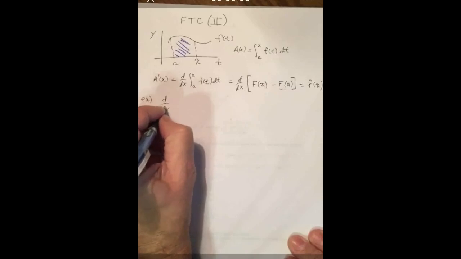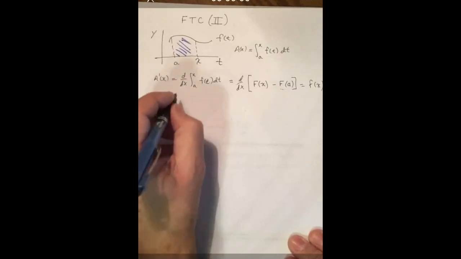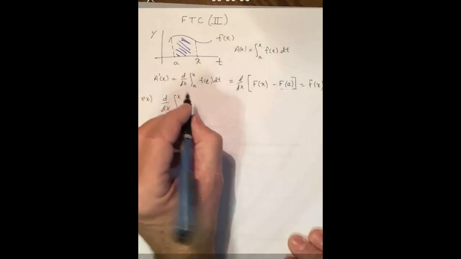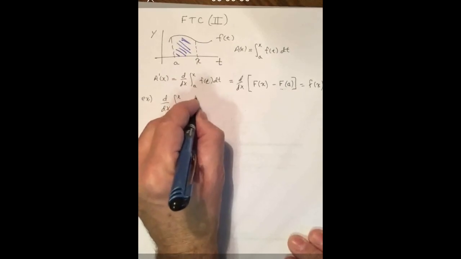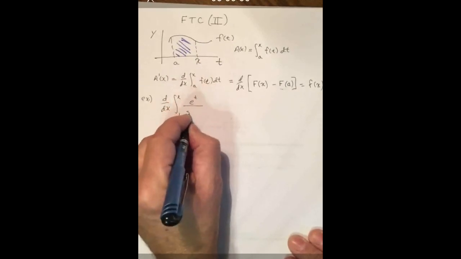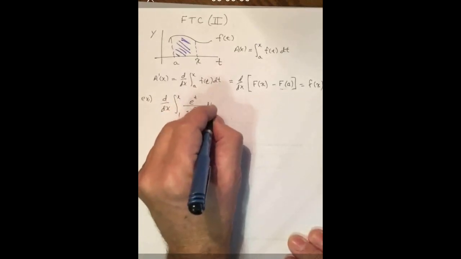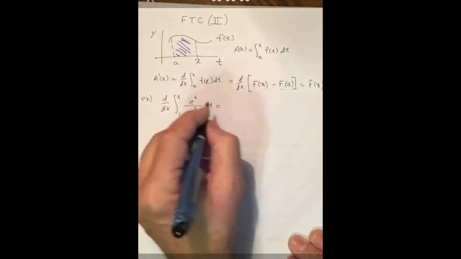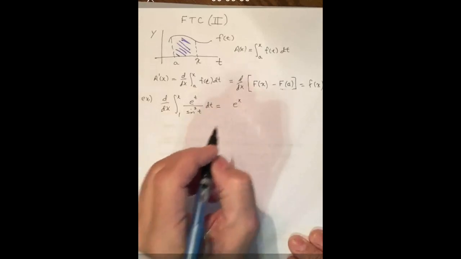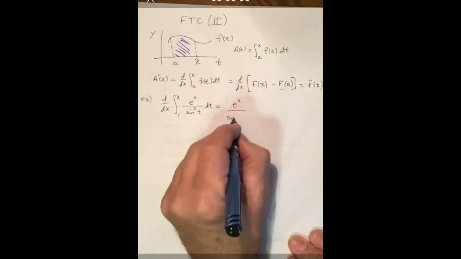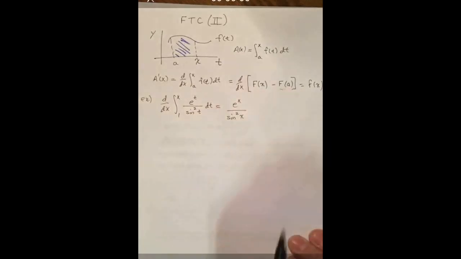Suppose you want to differentiate the function, the integral from 1 to x of e to the t over sine squared t dt. Well, the solution is just e to the x over sine squared x. Now, what's kind of mystifying is it doesn't seem like you've done anything.